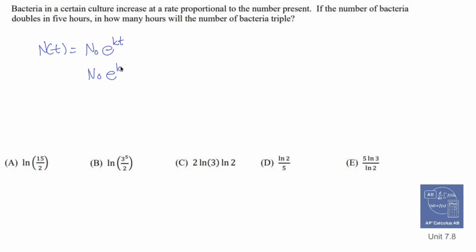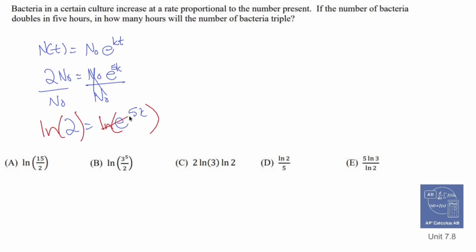But what I do know is that it's 5 hours, and it doubles. So whatever N sub 0 is, it's going to be 2 N sub 0. Divide both sides by N sub 0, and 2 is going to equal e to the 5k. Now, in order to solve for k, we're going to ln both sides, and that allows the e to go away and drops the 5k down. So we have ln of 2 equals 5k. Divide by 5, and I looked at this ahead of time. You are going to get a number, but I'm going to leave it like that because they don't want us to change things around. k is ln of 2 over 5.